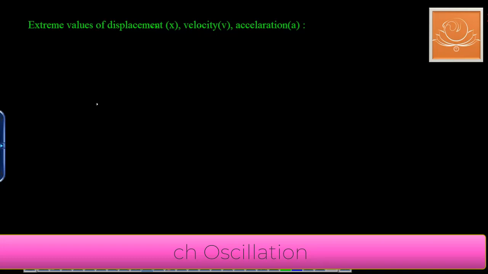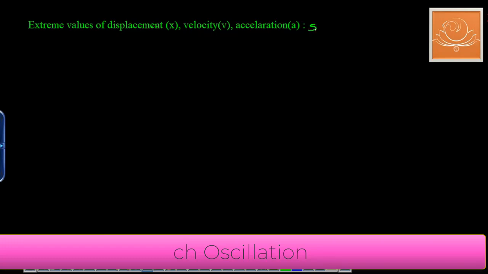There are two types of such graph. First is graphical representation for a particle performing simple harmonic motion starting from mean position, and second graph is for a particle which starts its simple harmonic motion from extreme position. Before this, we will discuss these extreme values of displacement, velocity and acceleration in simple harmonic motion.